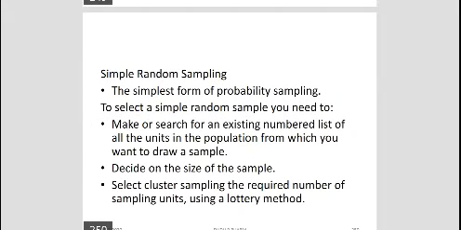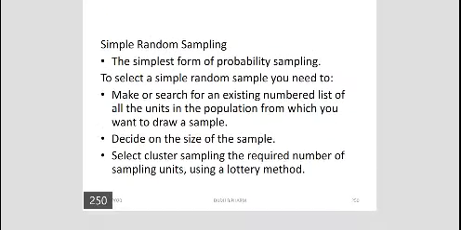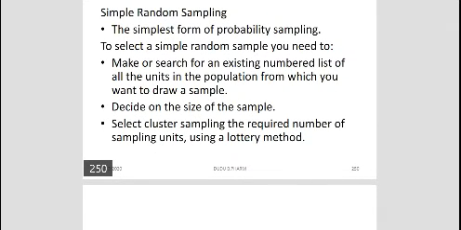Simple random sampling is the simplest form of probability sampling. To select a simple random sample, you need to search for an existing numbered list of the units in the population from which you want to draw a sample. Decide on the size of the sample. Select the required number of sampling units using a lottery method.